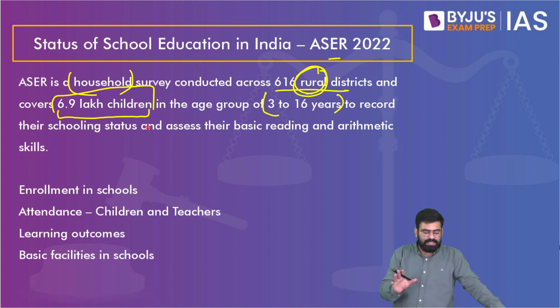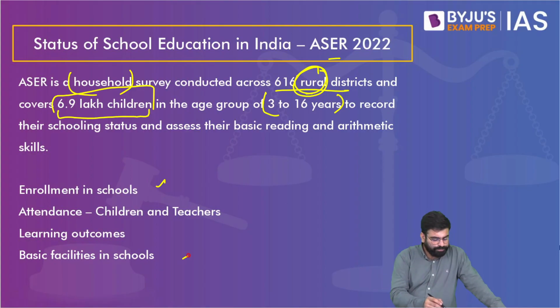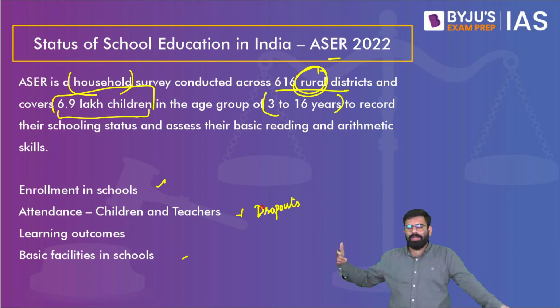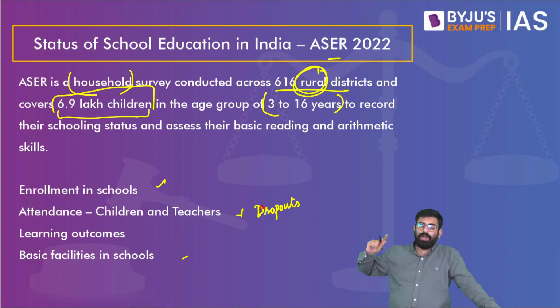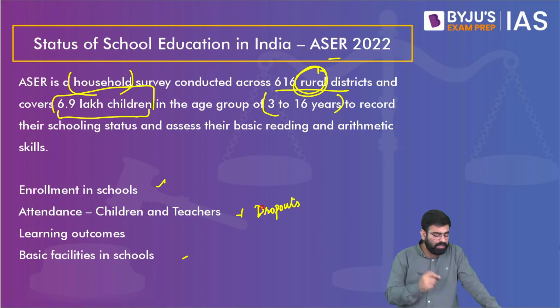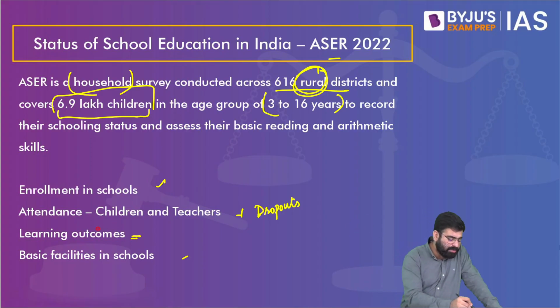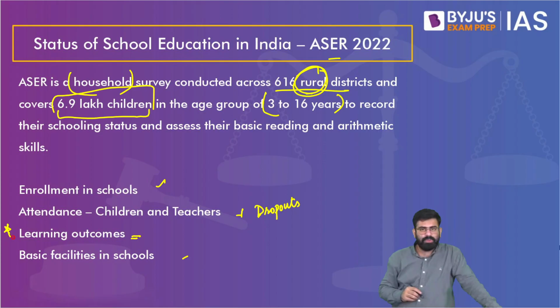And it basically looks into the levels of enrollment in schools, the attendance of both students and teachers. Then it looks at dropouts: how many children are dropping out of school and at what stage, and what can be the reasons for these dropouts? Then it also talks about learning outcomes, which is going to be important, because this is again one of the objectives in your national education policy.